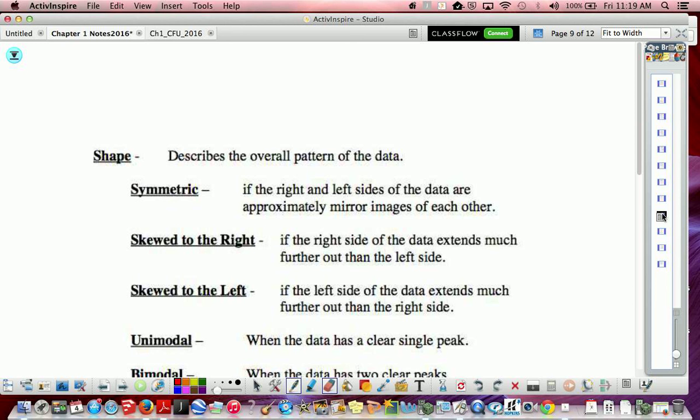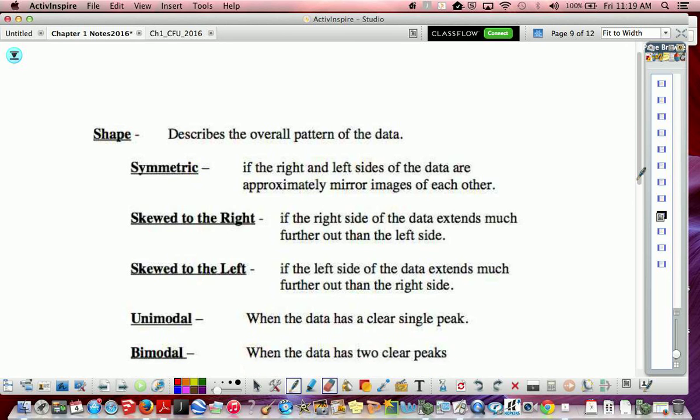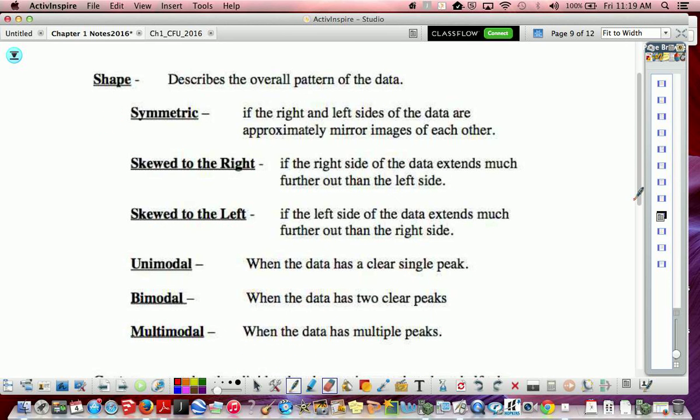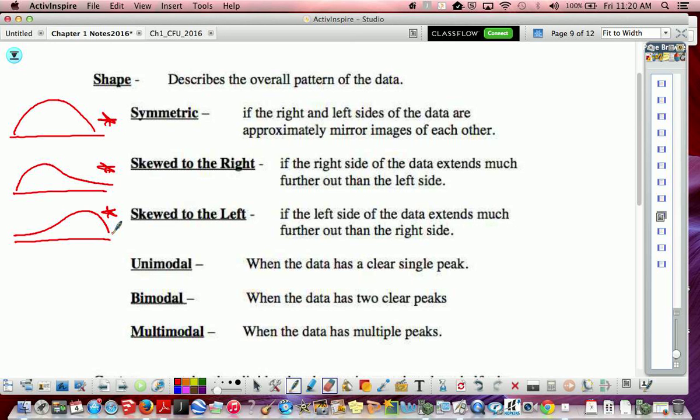So, just to review shape, we've already talked about these. Symmetric, skewed to the right, skewed to the left. So I'll just draw a quick picture. Symmetric, left and right side are balanced. Skewed to the right, tail of the distribution goes to the right. Skewed to the left, tail of the distribution goes to the left. This has lots of low values. This has lots of high values.